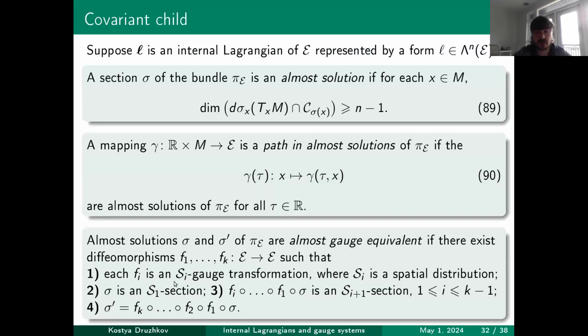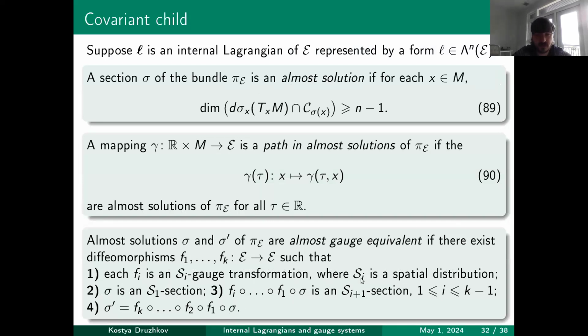So each phi i is an S_i gauge transformation. Sigma should be an S_1 section. Each composition of this form should be an S_(i+1) section, for i from 1 to k minus 1. And sigma prime should have this form. This looks a bit cumbersome and maybe a bit weird, but let's discuss some physical interpretation. Maybe this interpretation is a bit stupid, but still it clarifies something.